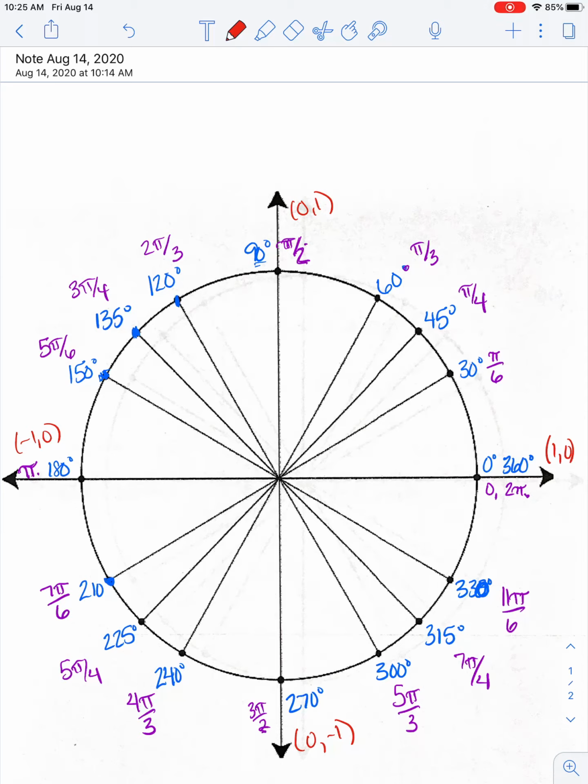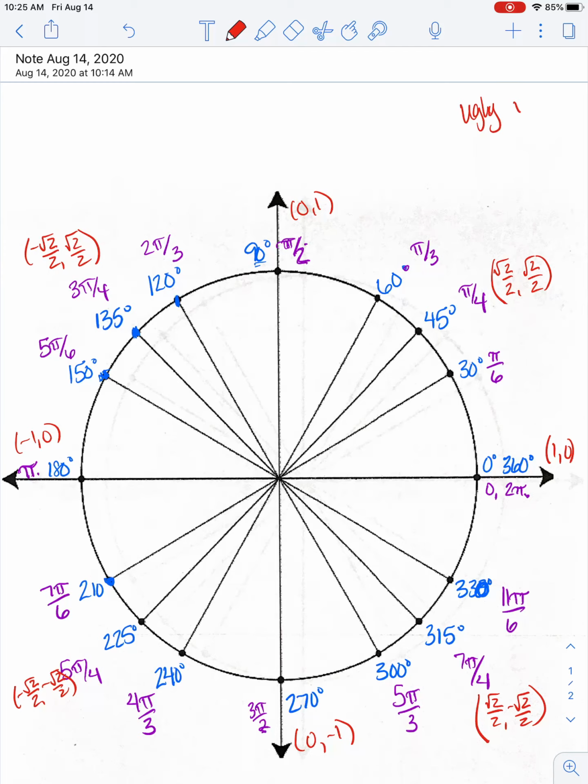Okay, the next ones I'm going to do are my 45s because I think those are really easy. That's just your root 2 over 2, root 2 over 2. So all my 45s are that same point. You just have to get the signs correct based on what quadrant you're in. So negative, positive, both negative, and positive, negative.